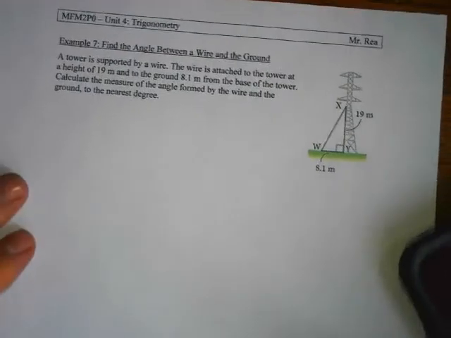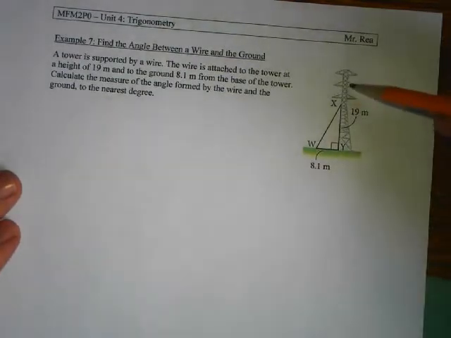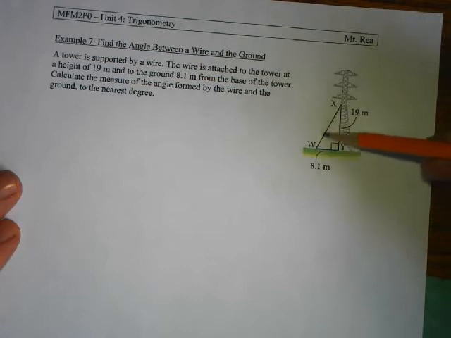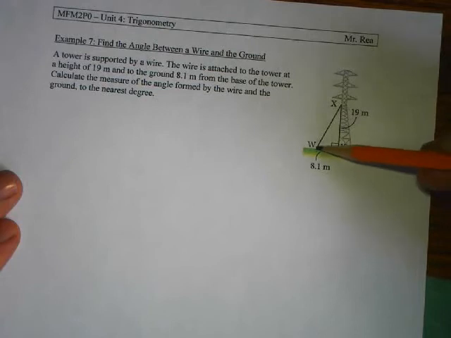So this one's got another diagram, so that's good. A tower. So here's a hydro tower here, supported by a wire. The wire is attached to the tower at a height of 19. So this triangle here, that's where the wire is. So the wire goes from the tower to the ground along there, and the height of the wire is 19 meters from the ground, and it's 8.1 meters horizontally from the tower.